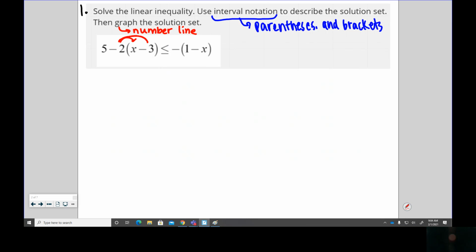All right, so let's start right here. We're going to multiply through by -2. That 5 is just going to stay out front. So 5, -2 times x is -2x. -2 times -3 is +6, less than or equal to. And then we'll distribute the negative on the right-hand side. So we're just multiplying through. You can pretend like there's a little 1 right there. So multiplying through by -1, that would be -1 times 1 is -1, and -1 times -x is plus x.